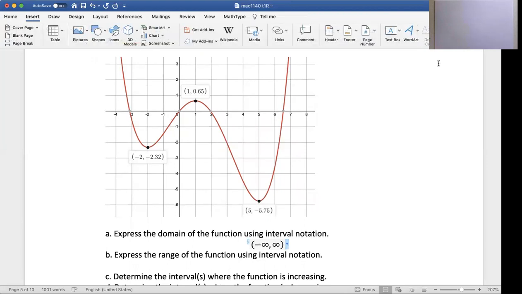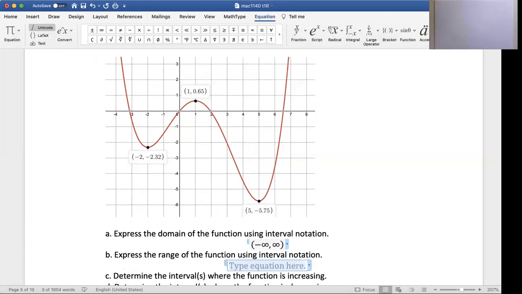So let's go ahead and put that in. So indeed, from negative 5.75 to infinity. Notice negative 5.75 is a square bracket because we actually get there. Infinity is a round bracket because we never actually get there.